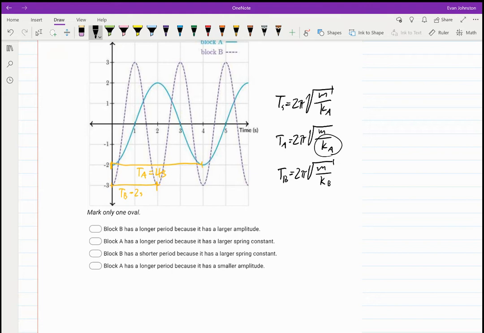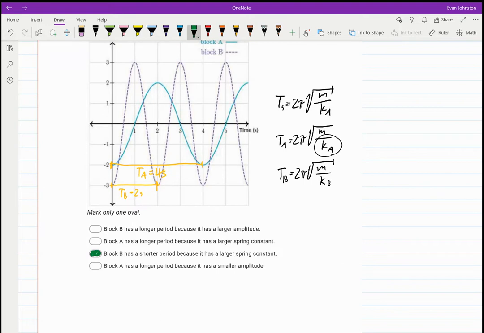So looking at this one then, well, we obviously have that if A is bigger because it has a smaller spring constant, you could equally say that B is smaller because it has a bigger spring constant. And the only reason I'm choosing to look at it that way is because that actually matches our option C here. B has a shorter period, so smaller period, because it has a bigger spring constant.